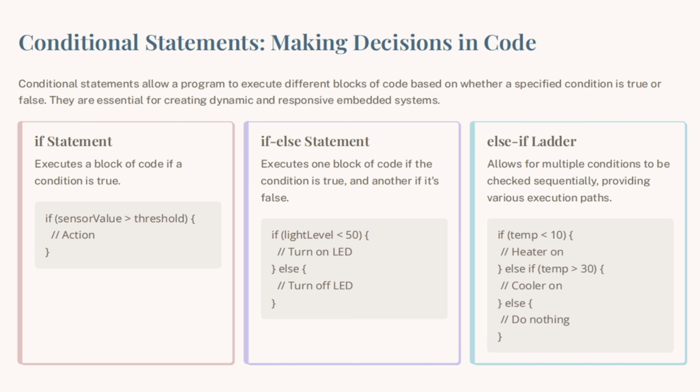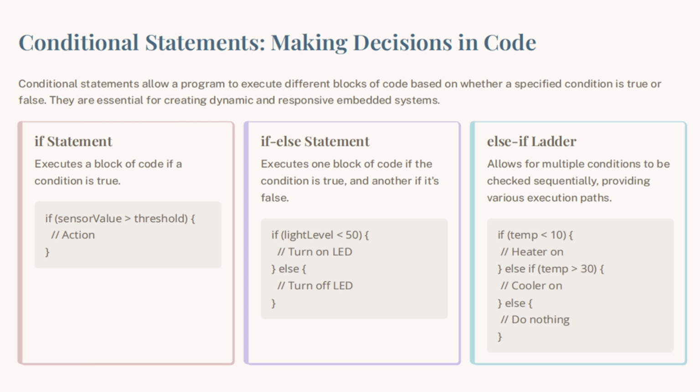If statement. This is the simplest form. It executes a block of code only if a specific condition is true. For example, if a sensor value exceeds a threshold, an action is triggered.